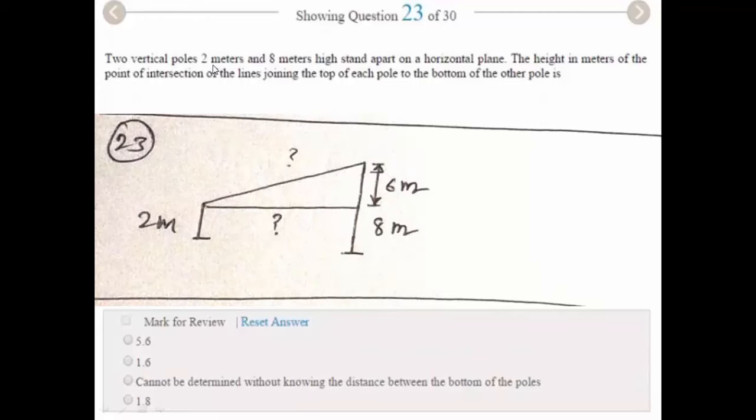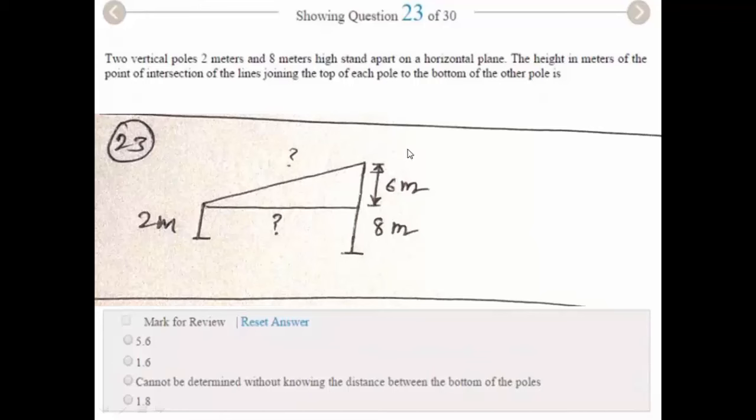Two vertical poles of heights A meters and B meters stand apart on horizontal ground. The height is the meter of the point of intersection of lines joining the top of each pole to the bottom of the other pole. Okay, the length of the first pole is 2 meters, the length of the second pole is 8 meters.